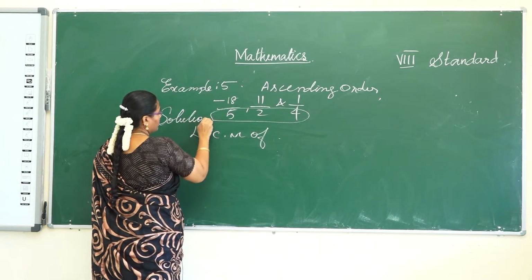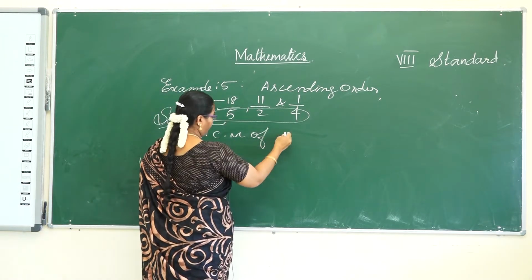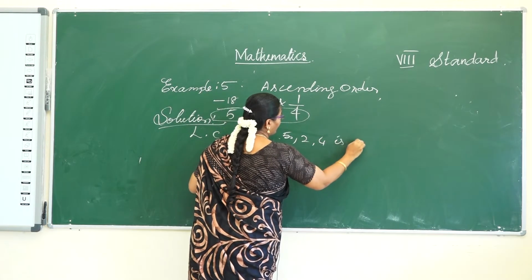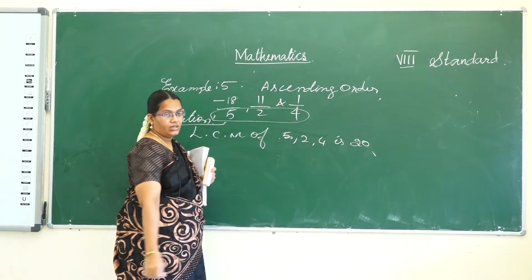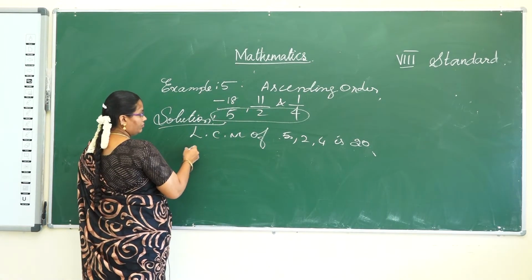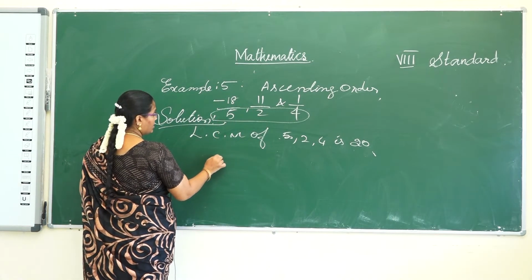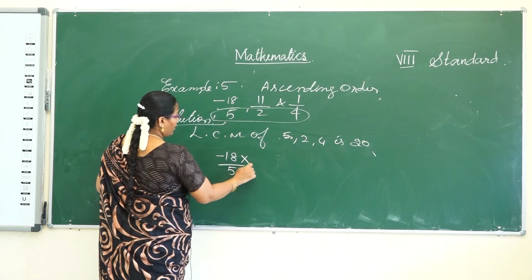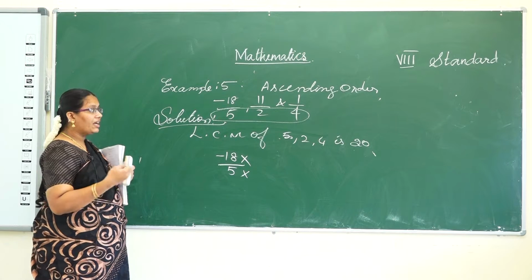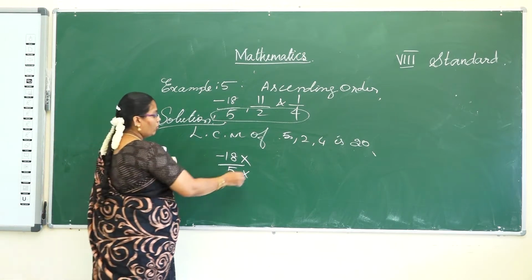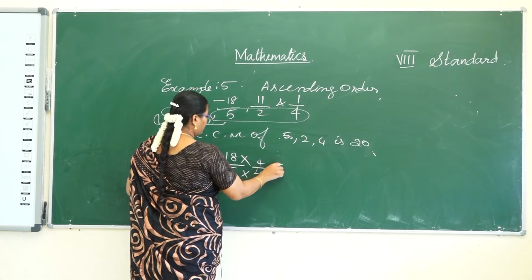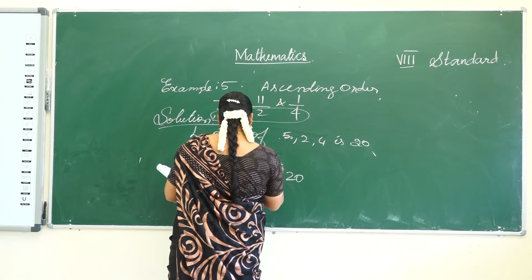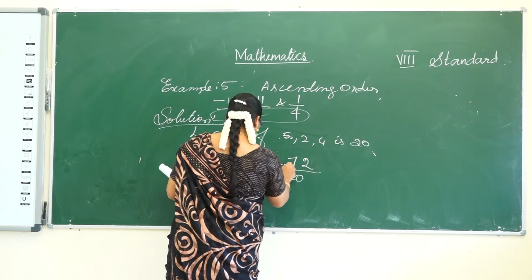Solution: the LCM of 5, 2 and 4 is 20, is it? And then the first number, minus 18 by 5, is multiplied. Which number do we multiply the denominator by to get 20? 4. So the same number is also multiplied with the numerator. 5 4s are 20 and here, 18 4s.